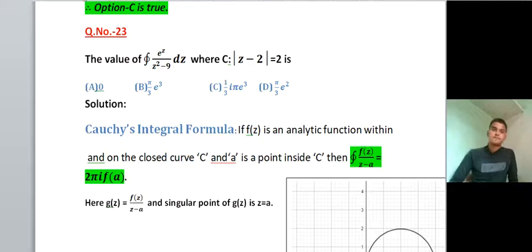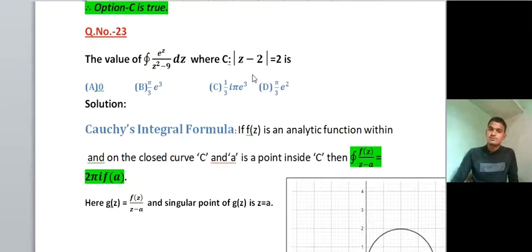Question number 23. You can see this is a complex integration, and the closed curve is |z - 2| = 2. You can know this is an equation for a circle on a complex plane. The general form of an equation for a circle on a complex plane is |z - z0| = r. Okay. So |z - z0|, here it is |z - 2|.